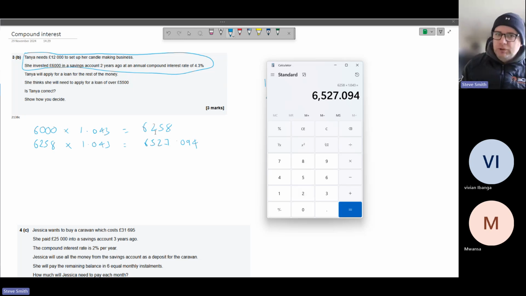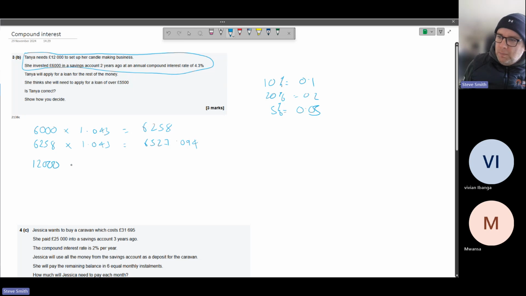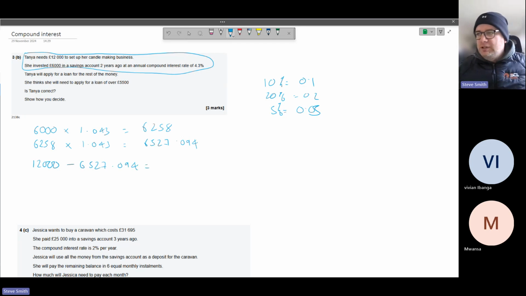So if you don't touch your calculator in between the years, you can just press equals for each year. If it's 3 years, 4 years, 5 years, we just keep pressing equals. However, it's only 2 years. So now we know how much money she's got in her bank after the 2 years, and we know she needs £12,000. So we're going to take 12,000 now, minus what we've got after our investment has matured, and we're going to see what's left.